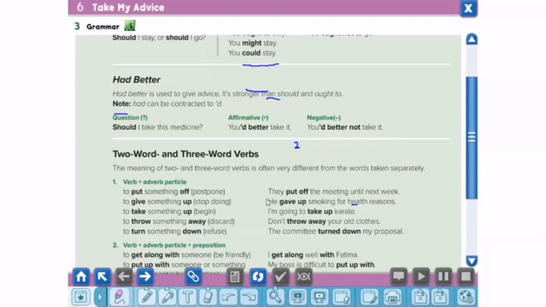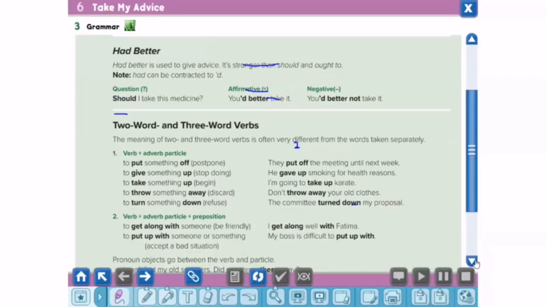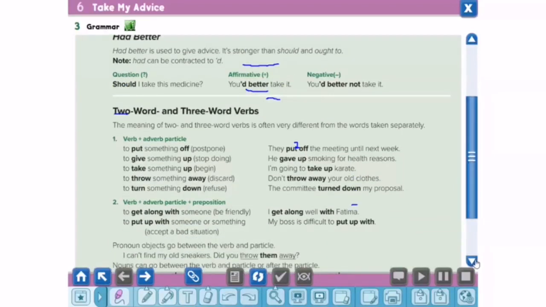Look at the example. They put off the meeting until next week. He gave up smoking for health reasons. I'm going to take up karate. Don't throw away your old clothes. The committee turned down my proposal. So we have two words verb here. Put off, gave up. Do we have in English three word verbs?